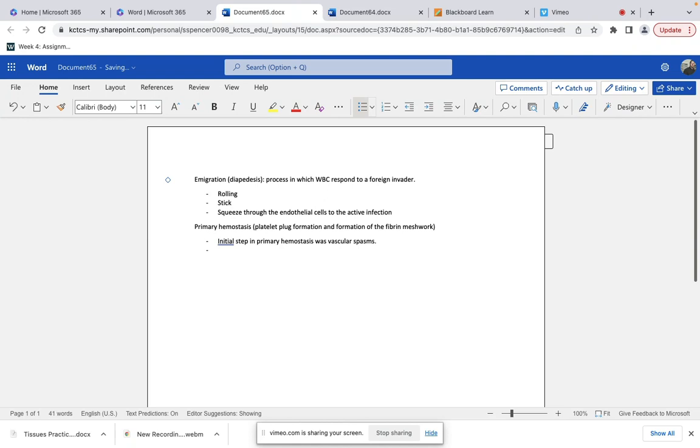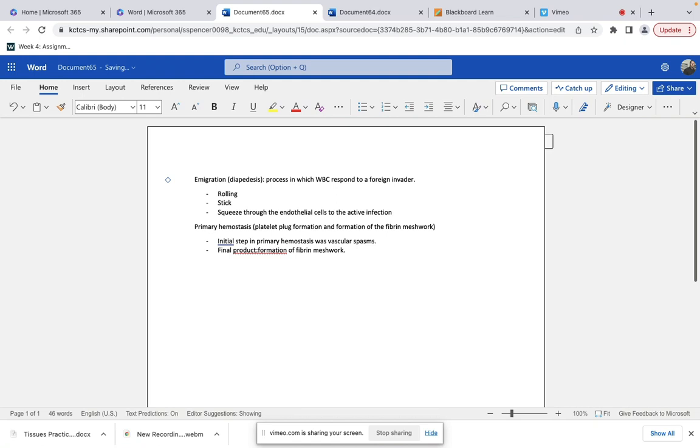Vascular spasm. So there's an insult, an injury to the blood vessel that is going to cause the endothelial cells and the smooth muscle to contract. This is called vascular spasm. After vascular spasm, we're then going to have the release of chemical mediators, which is then going to trigger adhesion. Adhesion will then occur, and eventually we'll have the formation of the fibrin meshwork. So the initial step in primary hemostasis is vascular spasm. The final product is the formation of fibrin meshwork. Okay.